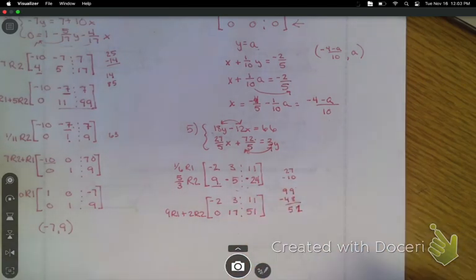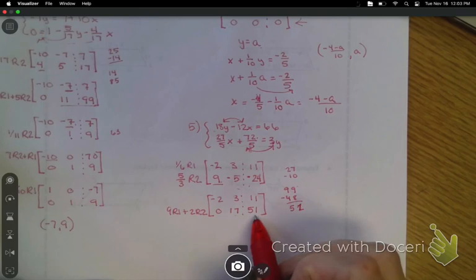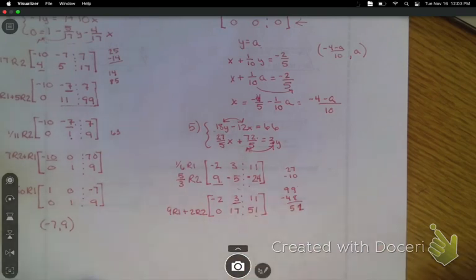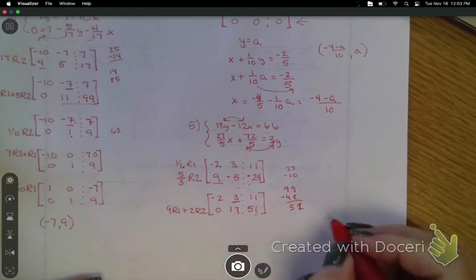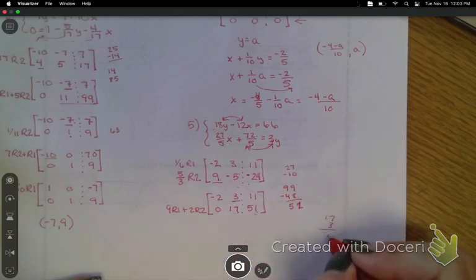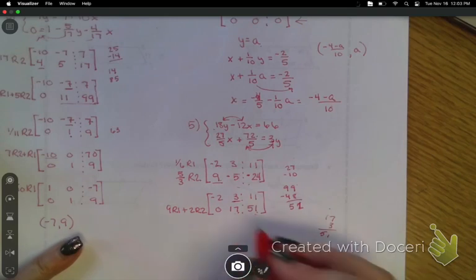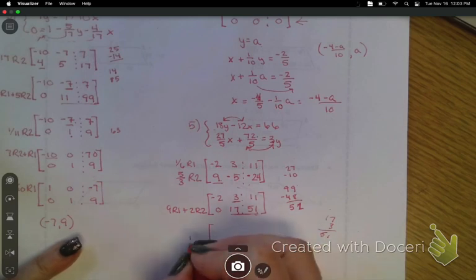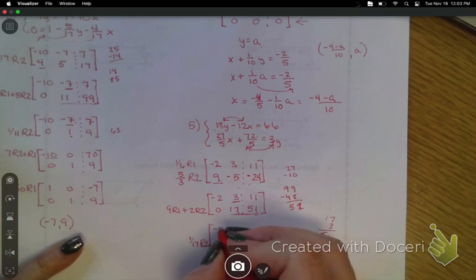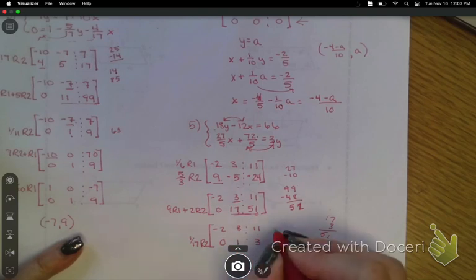Now, I want to check and see if 17 goes into 51 to make this process of getting that 3 as 0 easier. Well, let's see. 17 times 3 is 51. So if I take 1/17 of row 2, I can get that smaller. So 1/17 row 2. So -2, 3, 11, and then 0, 1, and 3.